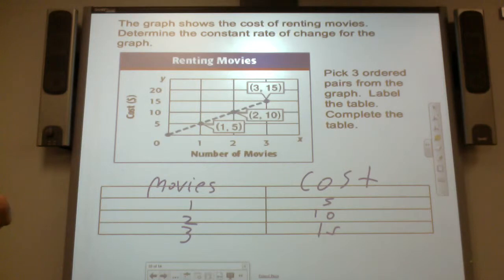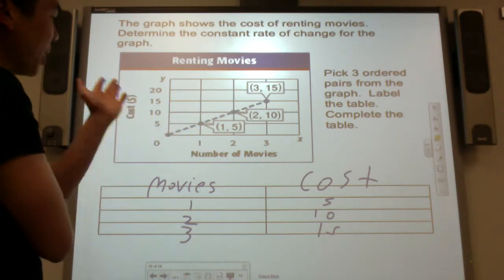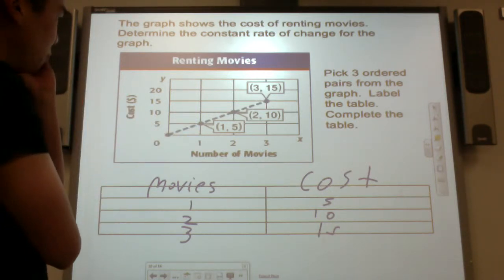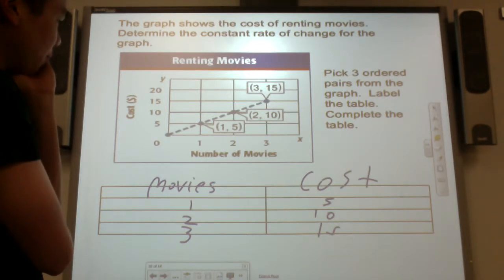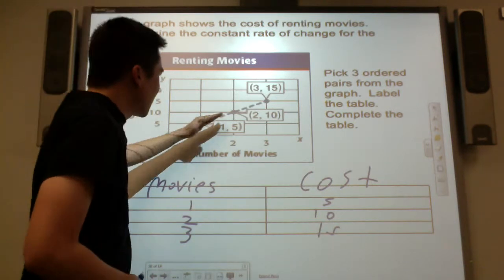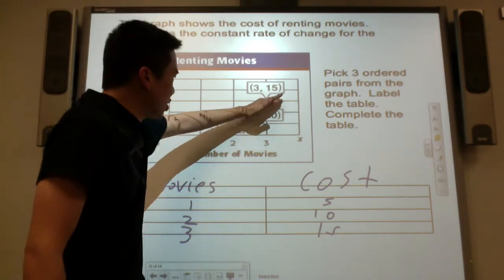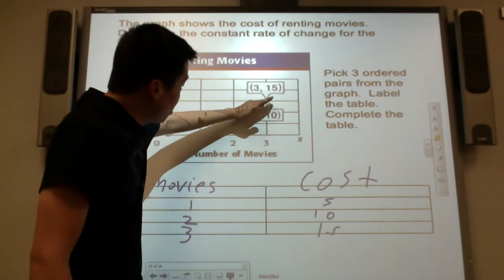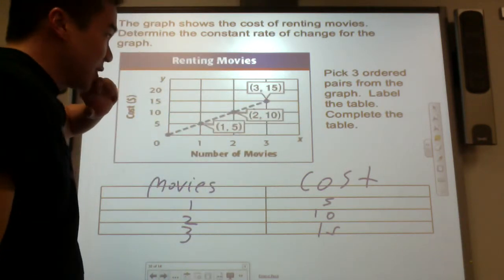So, before I do, what can you tell me about the cost per movie? It seems like it's $5 per movie. Is that for each one? Is this a constant line? Is it a constant rate of change? Is the line steadily increasing at the same pace? It looks as though it is.